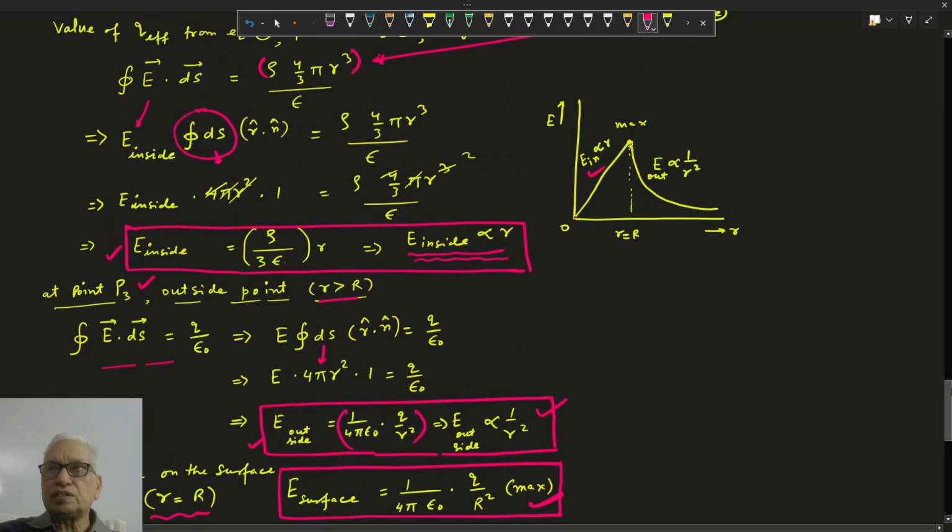Now we have plotted the graph for the inside point. The electrical field inside is directly proportional to r. At the surface this is the maximum value, and after this it is decreasing, as E outside is inversely proportional to r square. This is the graph between electrical field and distance from the center.